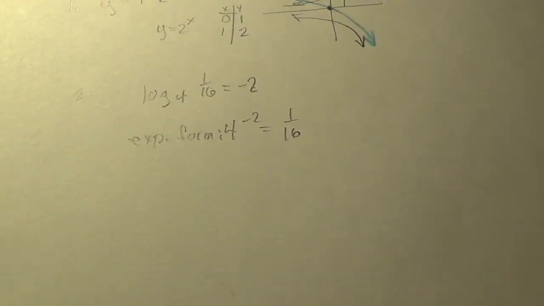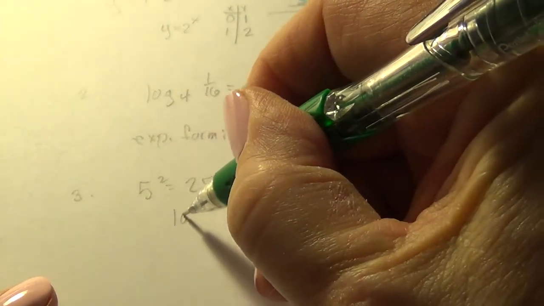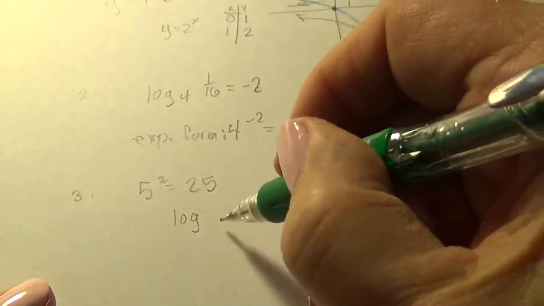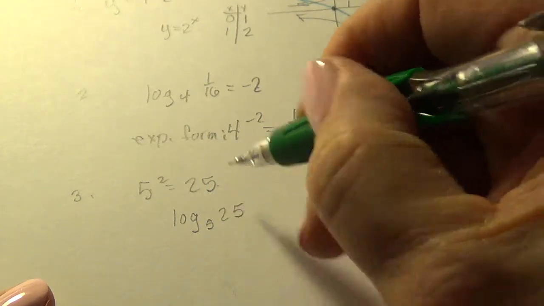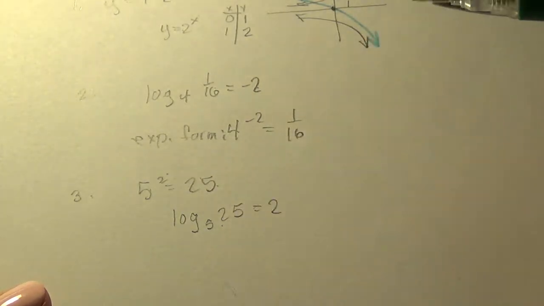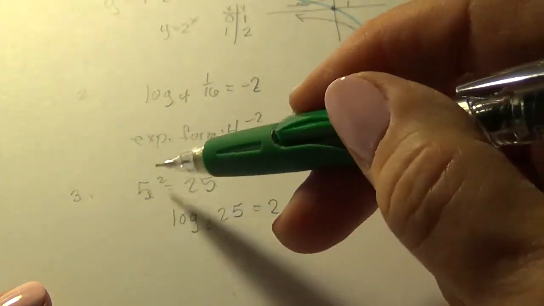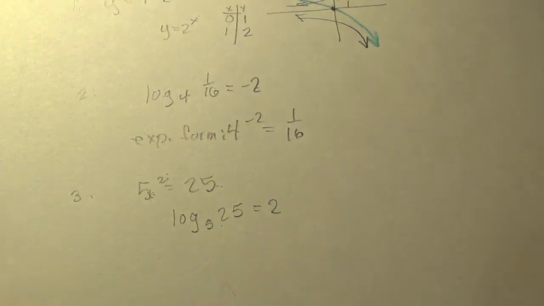All right, the next one is going to go the other way. I'm going to give it to you in exponential form and ask you to put it in log form. And so to put it in log form, we want the log word back in the equation. This is the base, the little small number, and the number follows and the exponent over here. So that's how you go from exponential to logarithmic. This is log to the base of this number, 25 equals 2.